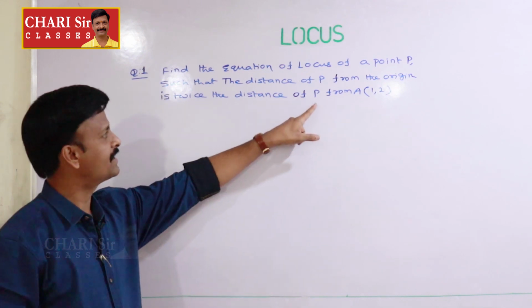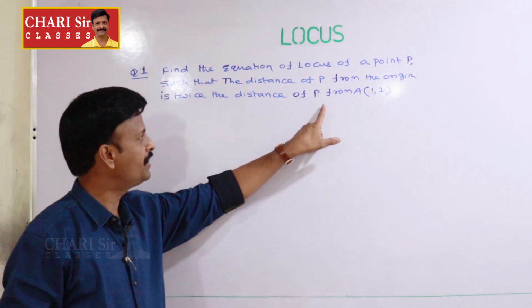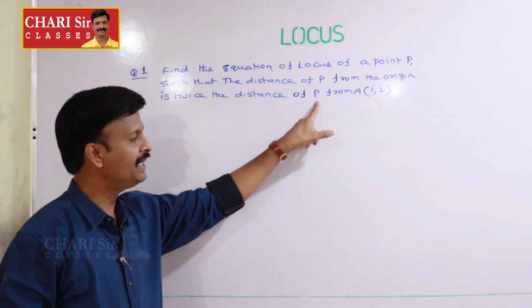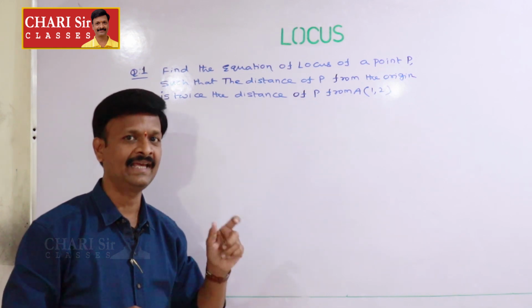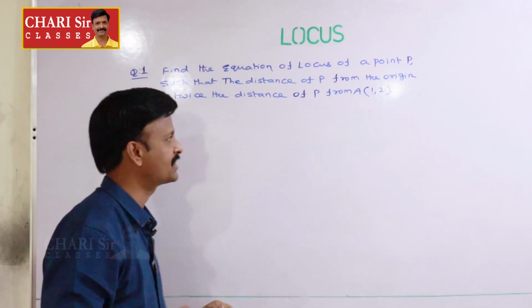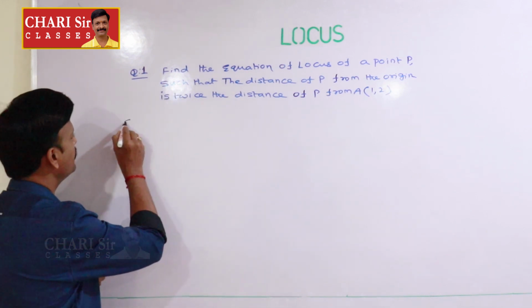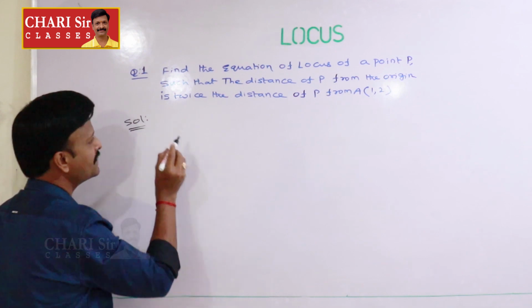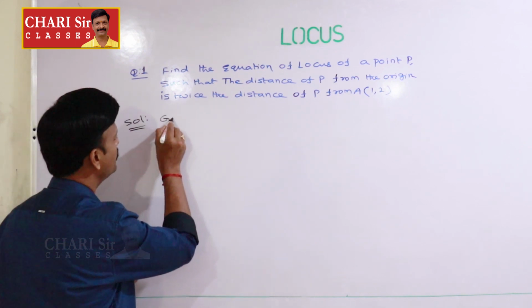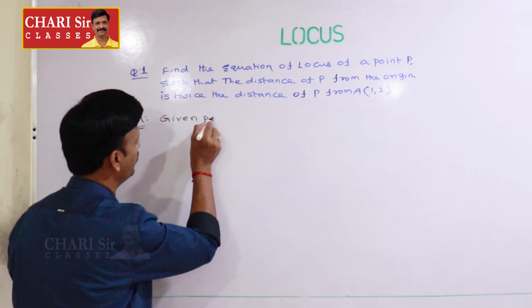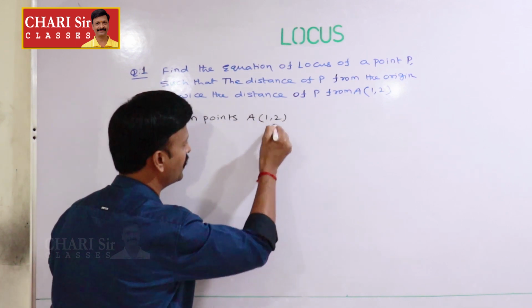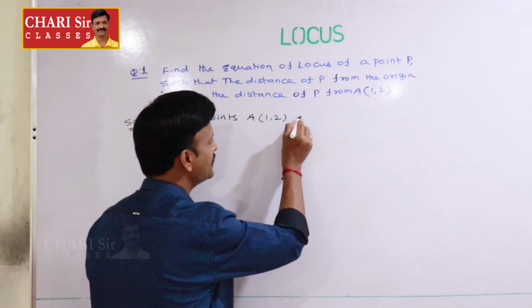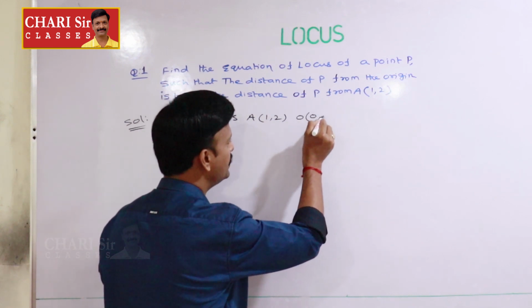Here P is some variable point. We need to take P as some variable point, which is (x1, y1). We need to start the question like this. In the solution, first we need to write the given points. Given points are A (1, 2), and the origin O (0, 0).